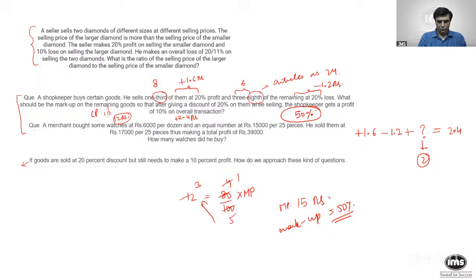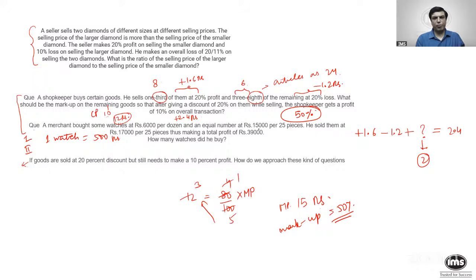Okay. Second one is even easier. A merchant bought some watches at rupees 6,000 per dozen. 6,000 per dozen means 12 watches for 6,000 rupees. So one watch for 500 rupees, 6,000 divided by 12. First type. Okay. What about the second type?